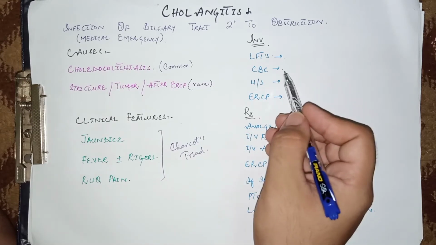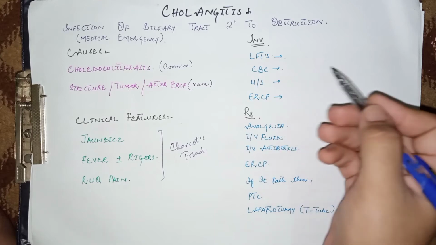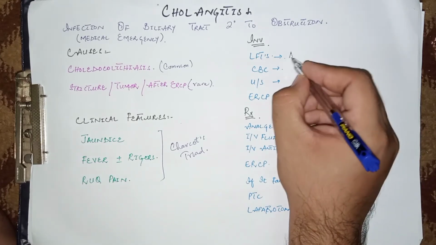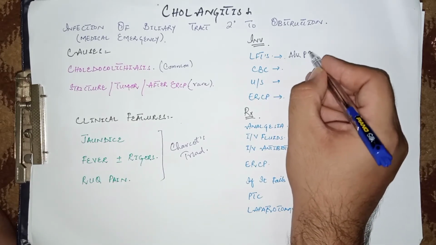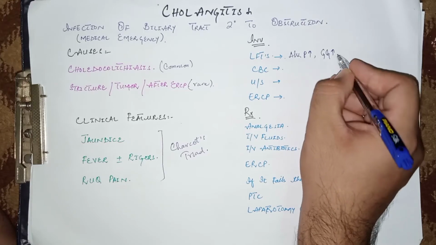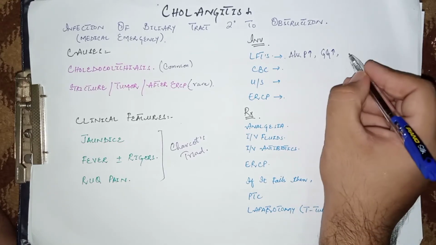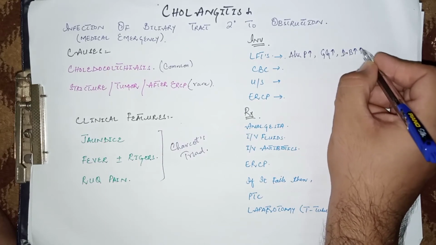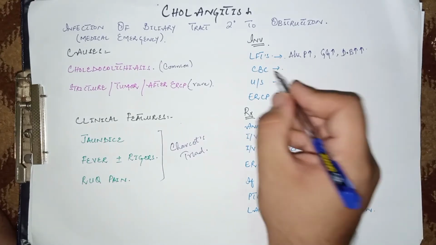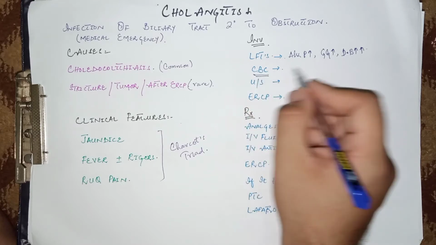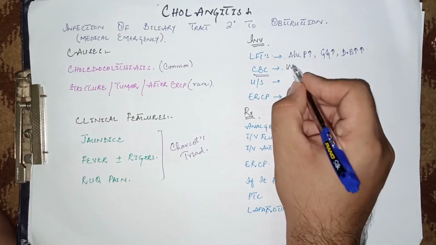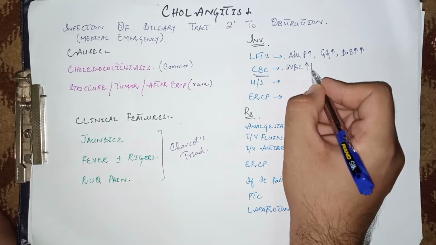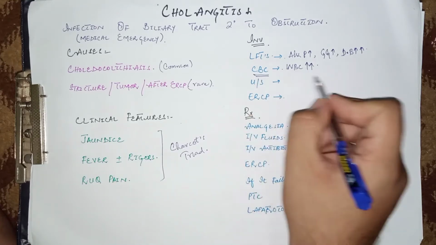Now come to the investigations. In the liver function test, patient gives a picture of cholestasis, that is alkaline phosphatase levels are high, gamma GT levels are also elevated, and mild elevation in the transaminases along with increased direct bilirubin levels, that is patient has direct hyperbilirubinemia. And in the CBC, that is complete blood count, patient has increased WBC count, that is leukocytosis, because of infection in the biliary tract.